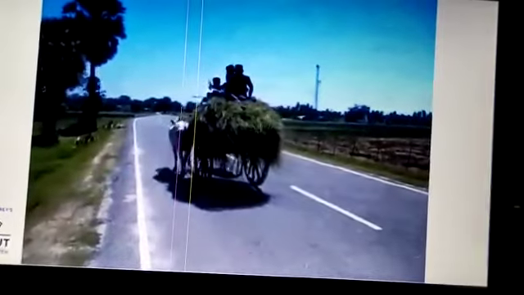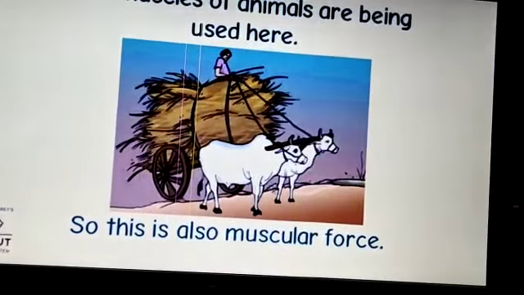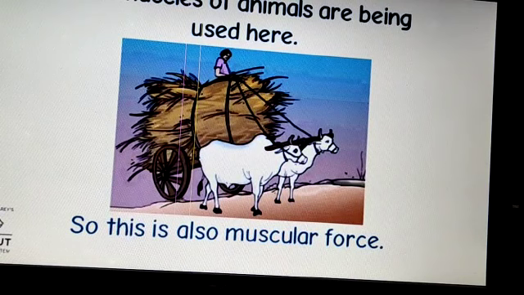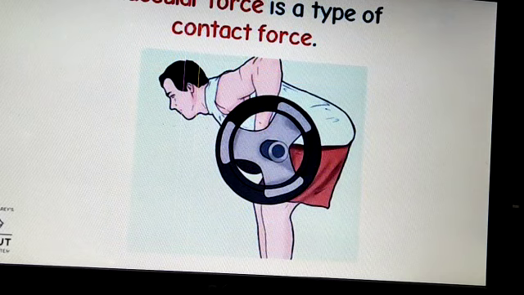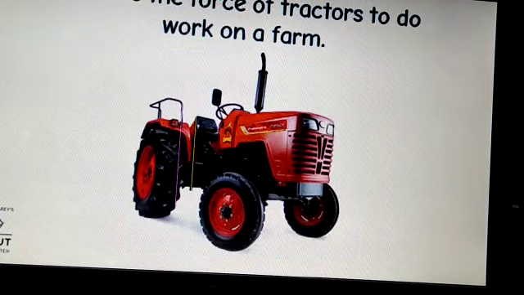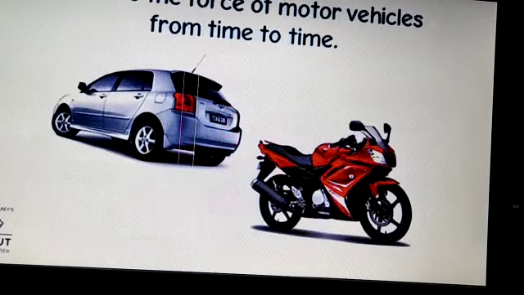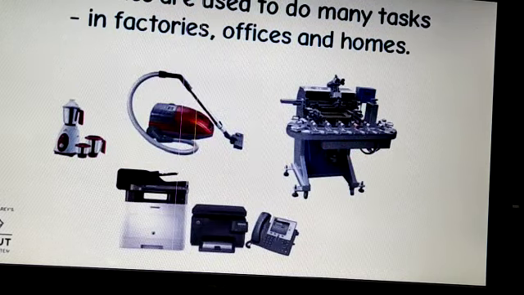I have joined this time animation and live video together. Even the animals also, when they are used in the bullock cart and all, so all these are all examples of muscular force. See, one mosquito has come here. So muscular force is a type of contact force. It's easier to understand like this. And I have already explained in the book PDF also.